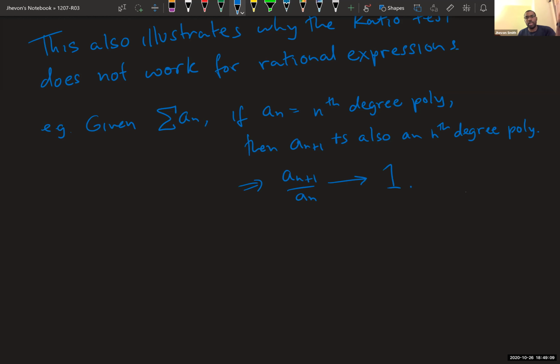Because then you take the ratio of the leading coefficients. The leading coefficients are going to be the same. The highest power is going to be the same. You'll always get exactly 1 as the limit, right? So if you see that you have a ratio of polynomials, it doesn't work, right? A similar thing happens if a_n is rational.